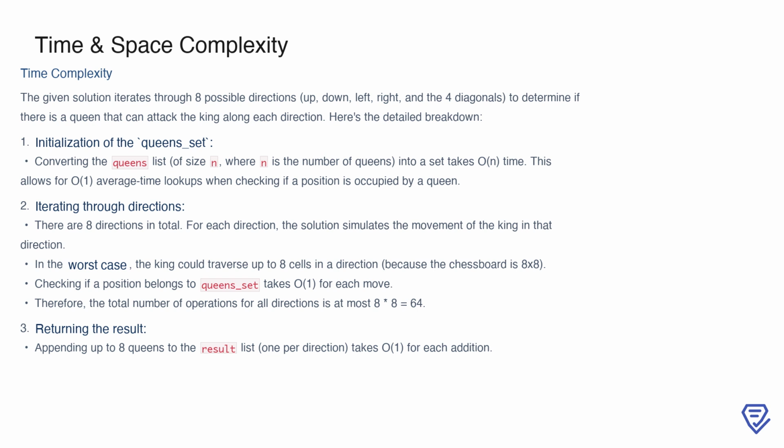In the worst case, the king might traverse up to 8 cells in a single direction, as the chessboard is 8 times 8. Since there are 8 directions, this results in a maximum of 8 times 8, which is equal to 64 checks. Each of these checks involves determining if a position is in queens_set, which is an O(1) operation. Lastly, appending up to 8 queens to the result list, 1 for each direction, also takes constant time per addition, making this step O(1).